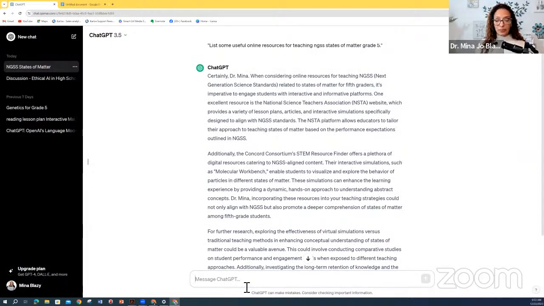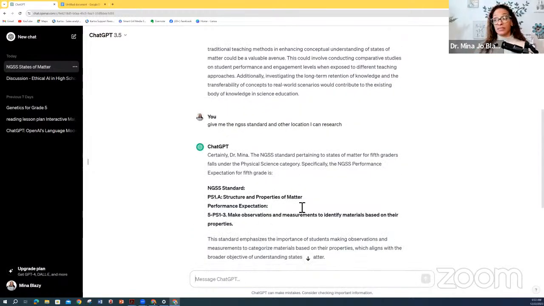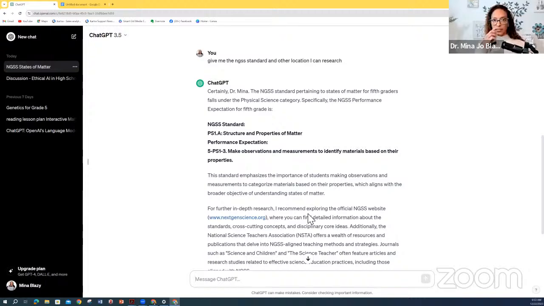Now I'm going to push it a little bit and say, give me the NGSS standard and other locations I can research. Now I'm in the free version. If I were to go into my paid version, it would link to Bing and give me hyperlinks. So know that it will do that for you. So now it's giving me the standard. So see, and just kidding. In the free version, it gives me hyperlinks. I do recall seeing that was an update.